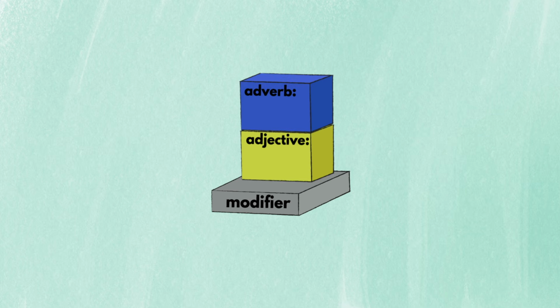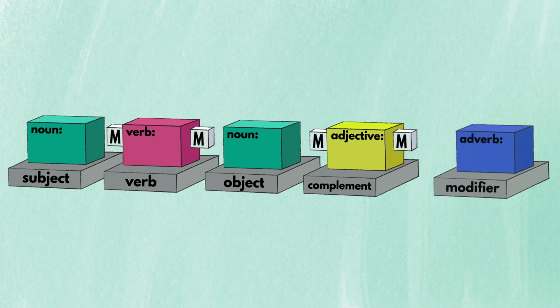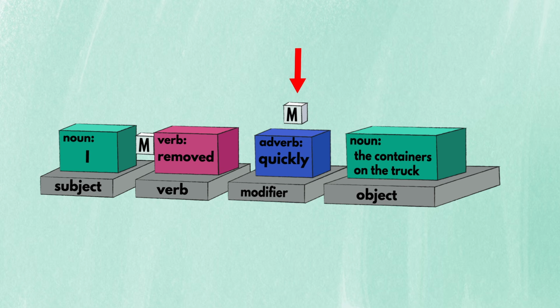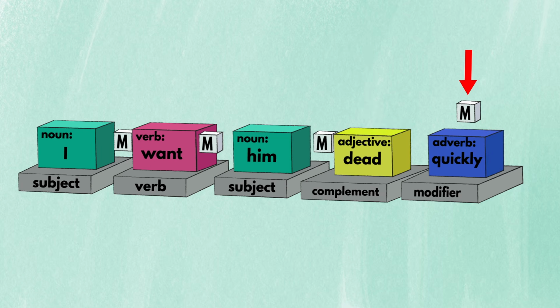You may be wondering, where does the modifier go then? Well, modifiers can go anywhere in the sentence. There are 2 kinds of modifiers. If the modifier is made up of adverbs, it can go anywhere except in front of nouns and after nouns. For instance, I passionately want him dead is correct, and so are I removed quickly the containers on the truck, I want him quickly dead, or I want him dead quickly.